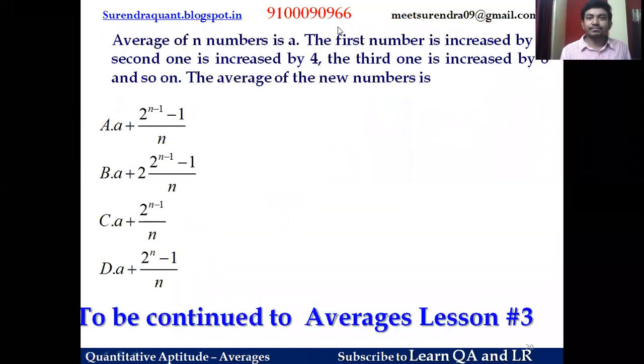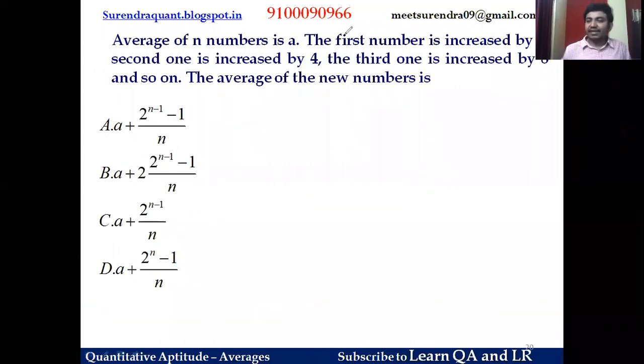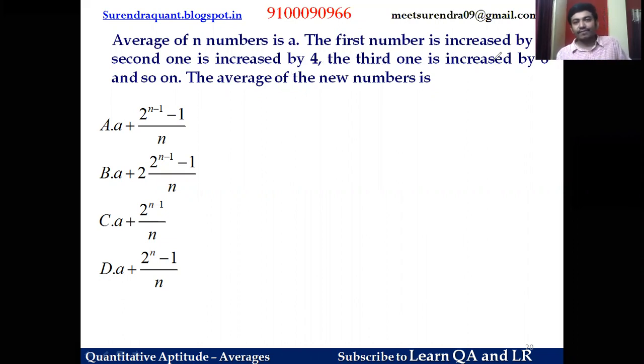Okay, next question. This is a very fantastic question. Let's see. Average of n numbers is A. The first number is increased by 2, second number by 4, third number by 8, and so on. What is the average of the new numbers? So let's say the numbers are x, x plus 1, x plus 2, and so on. N such numbers are there whose average is A.